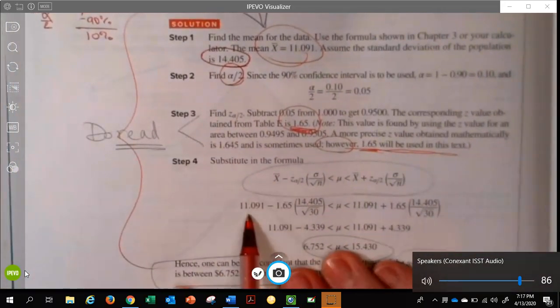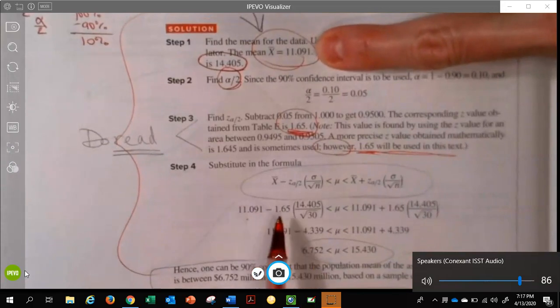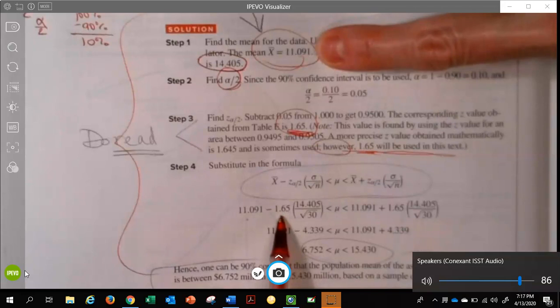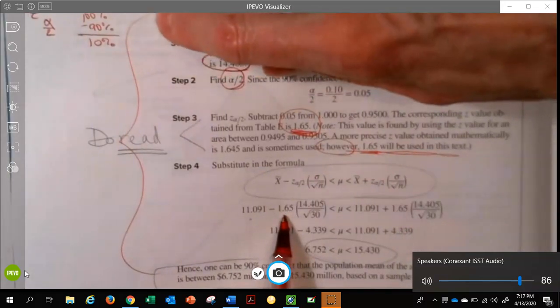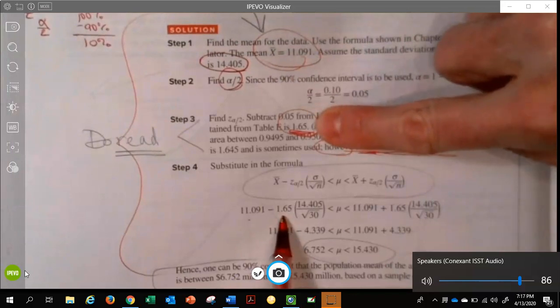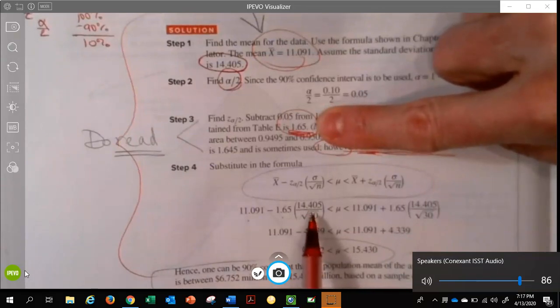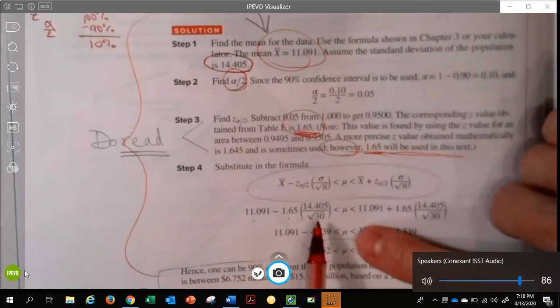For X bar, we're going to put this mean that they found that we were too lazy to find. You're going to put your z sub alpha over 2, which is our 1.65, which we either can say we found over here or that we used from our chart. Whatever we're going to say, we're going to put it right there. This is the standard deviation. We could have calculated it using some old skills of ours when we found the variance and the standard deviation. And then this 30 is our n.